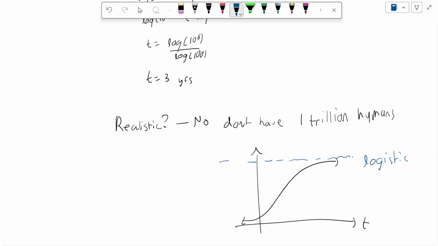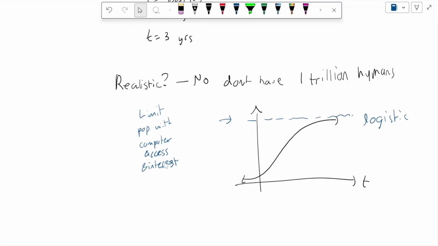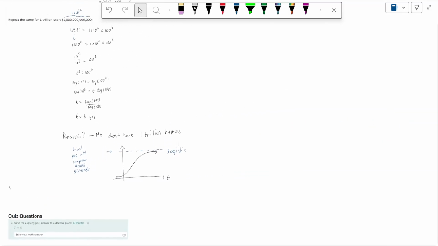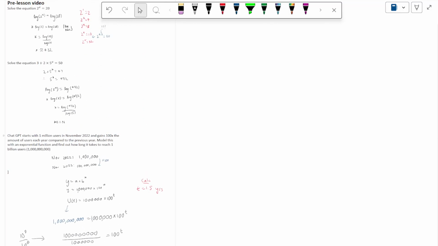This would be the limit. And this is the population with access to computers. And I guess you could say it's like whether or not they have interest in the computers as well. So I don't know what the population is at the moment. It's in the low billions. But yeah, you're never going to hit 1 trillion because you don't have 1 trillion humans to use ChatGPT. So you've always got to consider the reasonableness of your results as well.